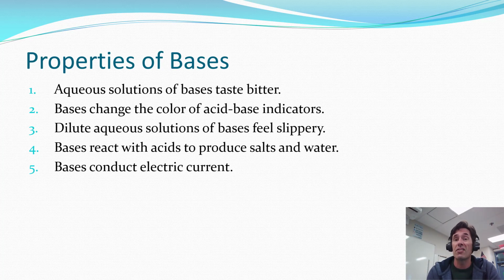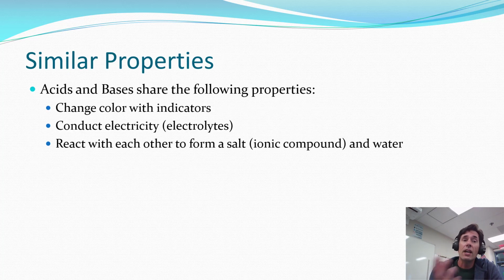Now, if you were paying attention, you'll notice that some of these cross over, meaning between acids and bases, they have the same similar properties. And yes, the big ones that you need to make sure that you know that they cross over are that they change the color of an acid-base indicator, so an indicator of some sort. They are very good electrolytes, and they will react with each other to form salt.